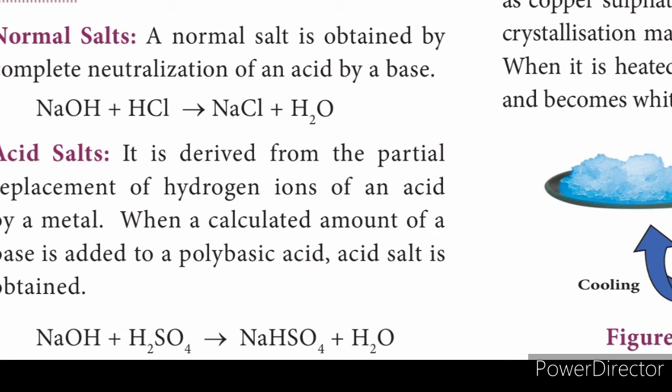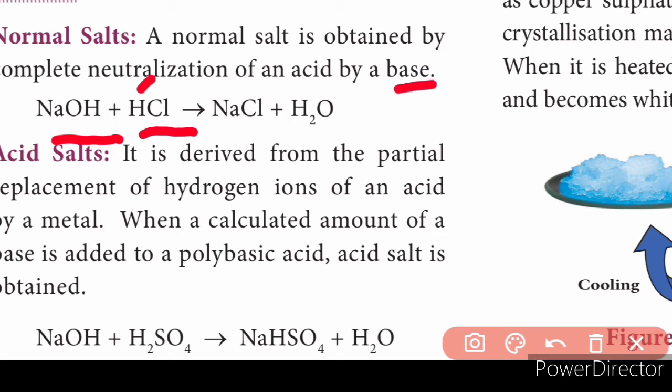Okay, so then you will obtain a salt and water. So this is a normal salt. Sodium hydroxide is a base and hydrogen chloride is an acid. So the hydrogen present in the acid will get replaced by the base. That is why it is called neutralization of an acid. So you will get NaCl, sodium chloride, and water. Sodium chloride is the formula for the salt we use for our cooking purposes.